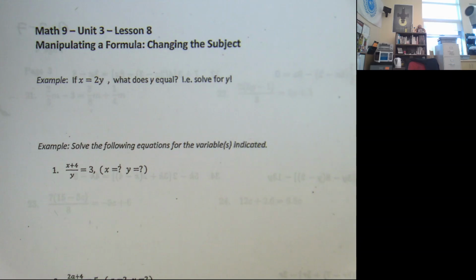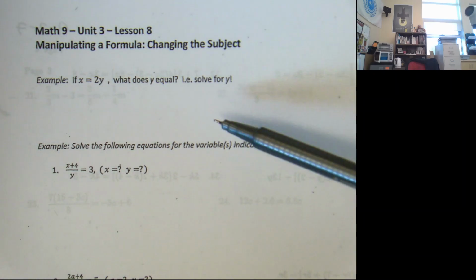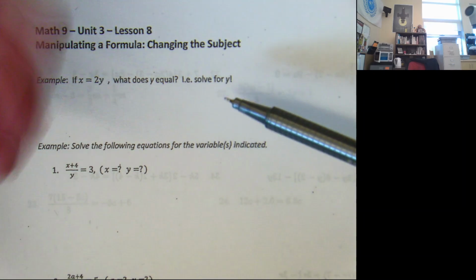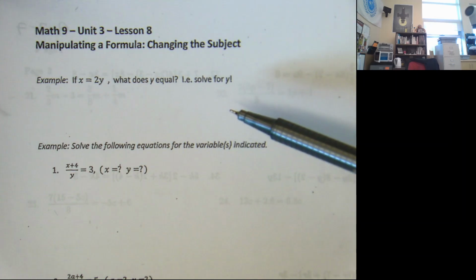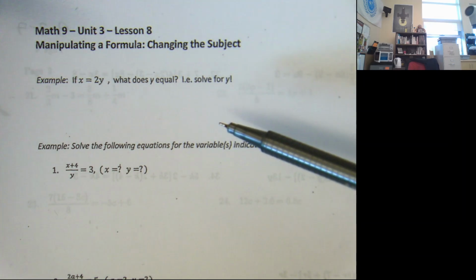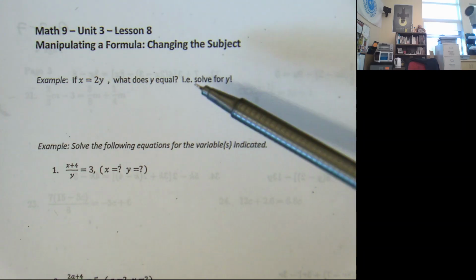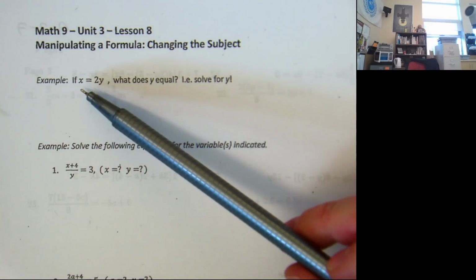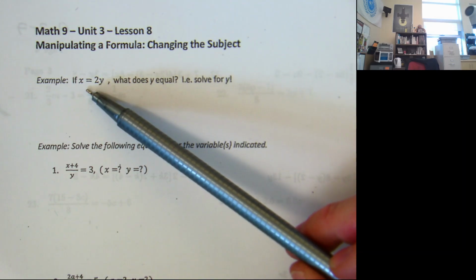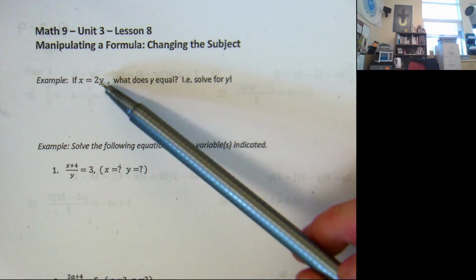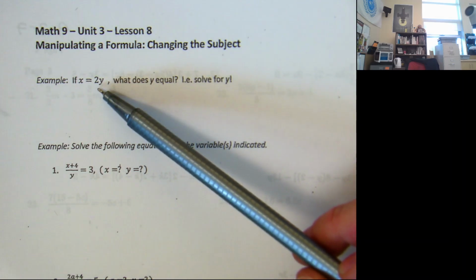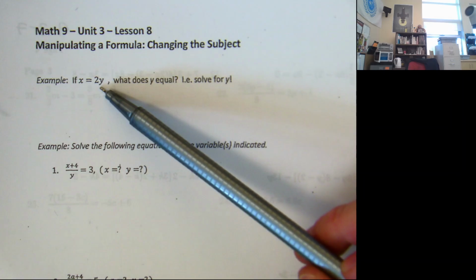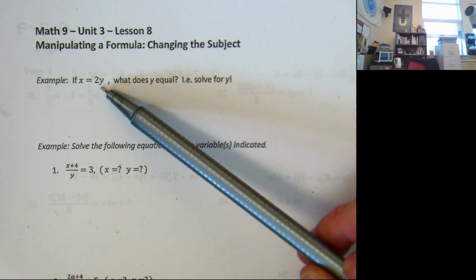So, if x equals 2y, what does y equal? All the stuff that we've been doing here, isolating for a variable, we can do when there are more than one variable. So right now, this equation is isolated for x. X is by itself. I've got x equals 2y. If instead I wanted to get y by itself, what would I have to do to both sides?